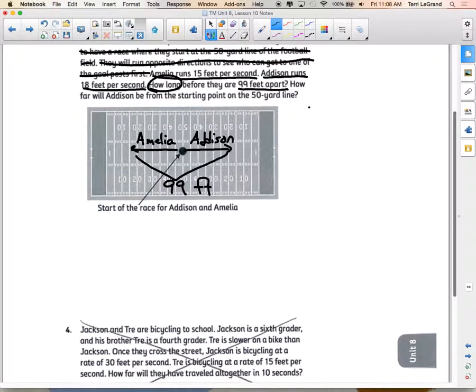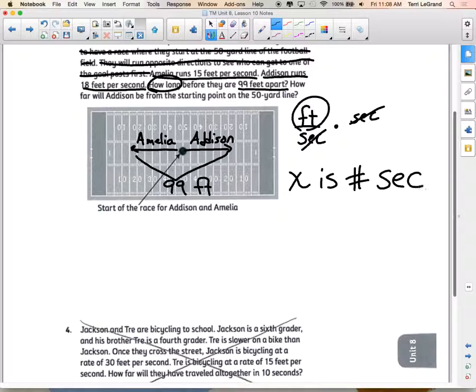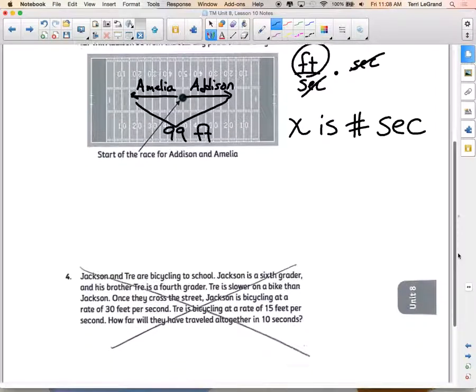Okay, our rate is feet per second. We need to multiply by what? Seconds. So that our multiplication problems will be the rate times seconds. The seconds will cancel away. Our multiplication problems will represent feet. X is the number of what? Seconds. We're looking for how long. And we already have our picture, so we are ready to set up an equation.